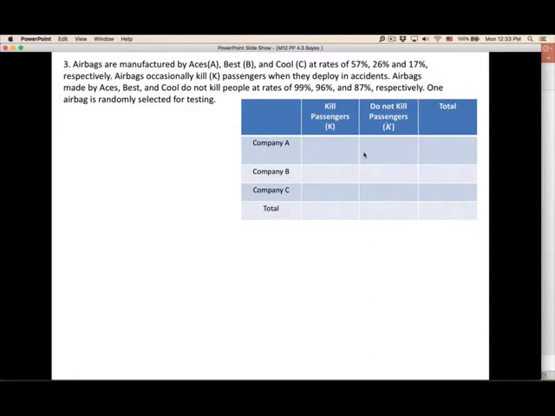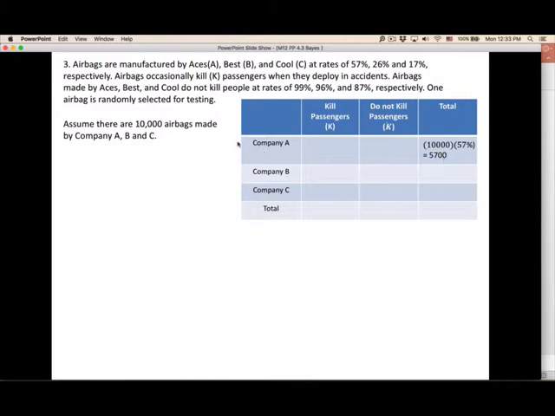And now you need to make up a convenient number, okay? And I'm gonna make it up. Assume there are 10,000 airbags made by the companies A, B, and C. Now you're gonna calculate the number of airbags made by company A. So company A is gonna be 57%. So I'm gonna use 10,000 times 57%. I got 5,700. Okay, so 5,700 airbags made by company A.